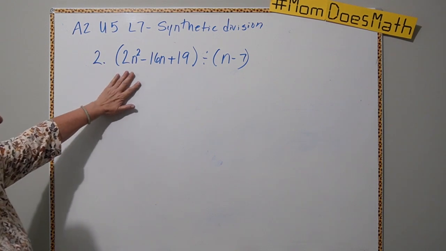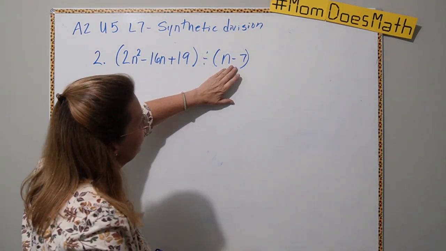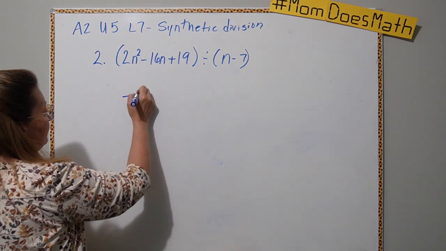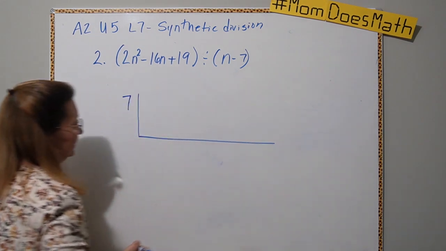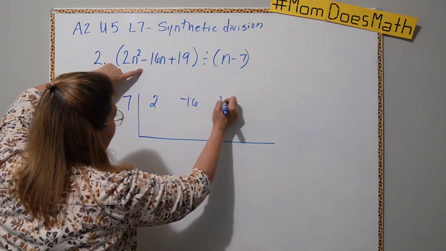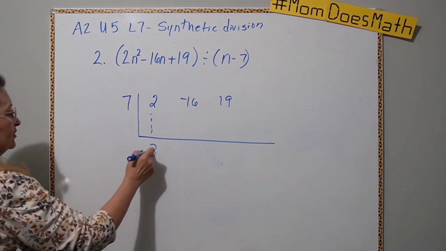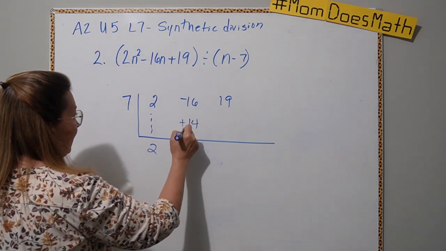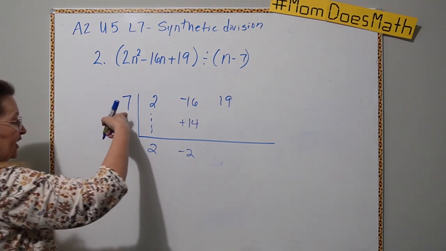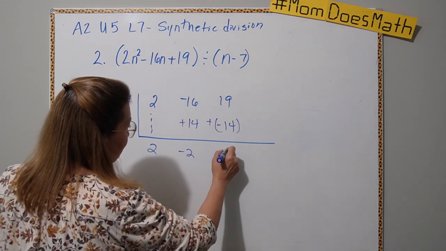The first thing I always check is to make sure that I don't have any missing powers, and I don't, and to see what I'm going to do here. Now, since I have minus, I'm just taking the number. So it's going to be 7, the upside down division thing, and then let's just take the coefficients, 2, -16, and 19. Okay? Drop that one down and start the ball rolling. 2 times 7 is 14, and add. -16 plus 14 is -2. Multiply gives you -14, and then add. 19 plus -14 is 5.